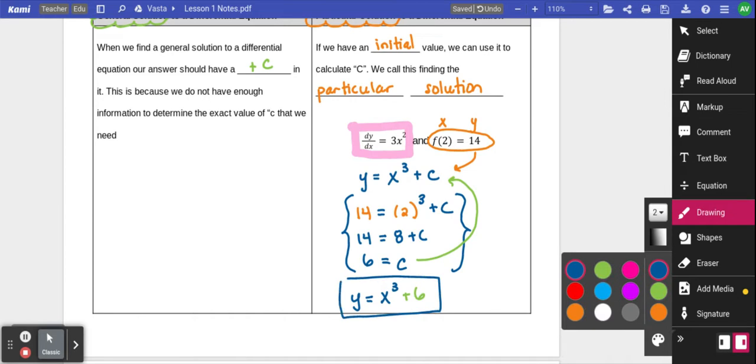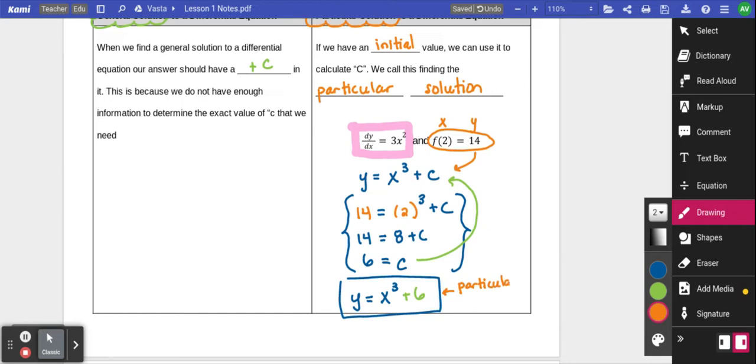This right here is the particular solution because now c is a known value. So we actually know the value of c that satisfies this differential equation because we had that additional piece of information, the initial value. Let's go ahead and practice this.